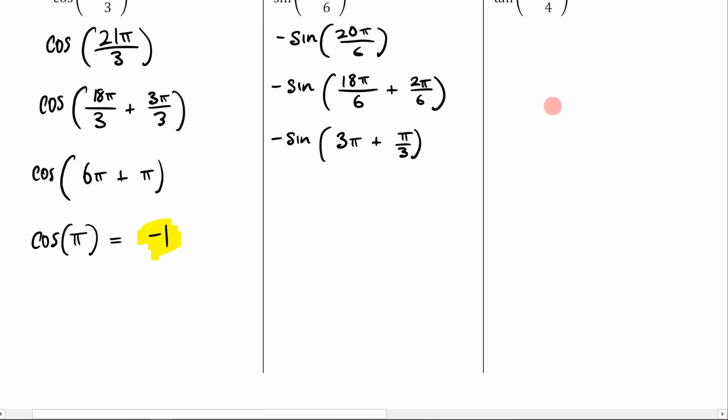Now, here's another important part. If I've got 3 pi, that's the same thing as 2 pi plus pi on 3, right? This 2 pi is just not doing anything. It's just doing a 360. So that means I can just ignore it and I can just deal with this.